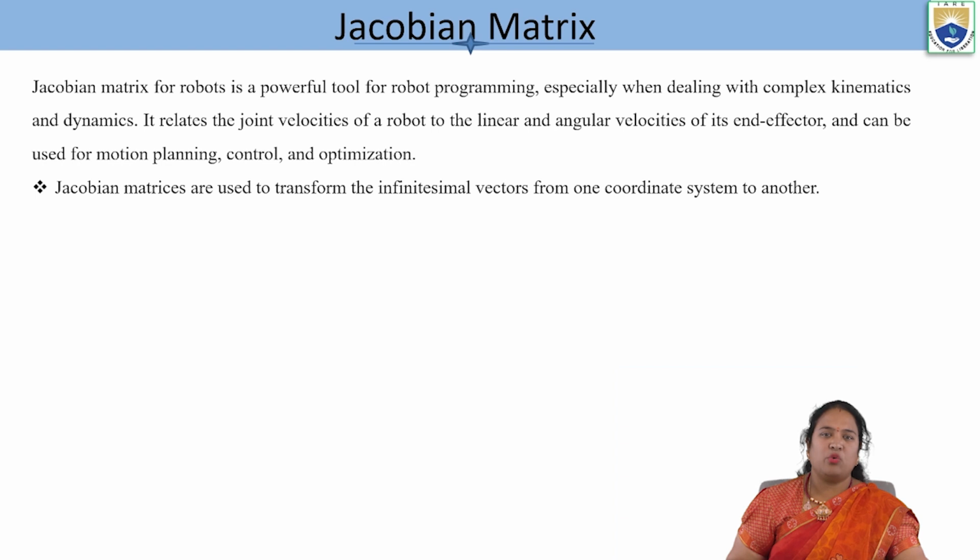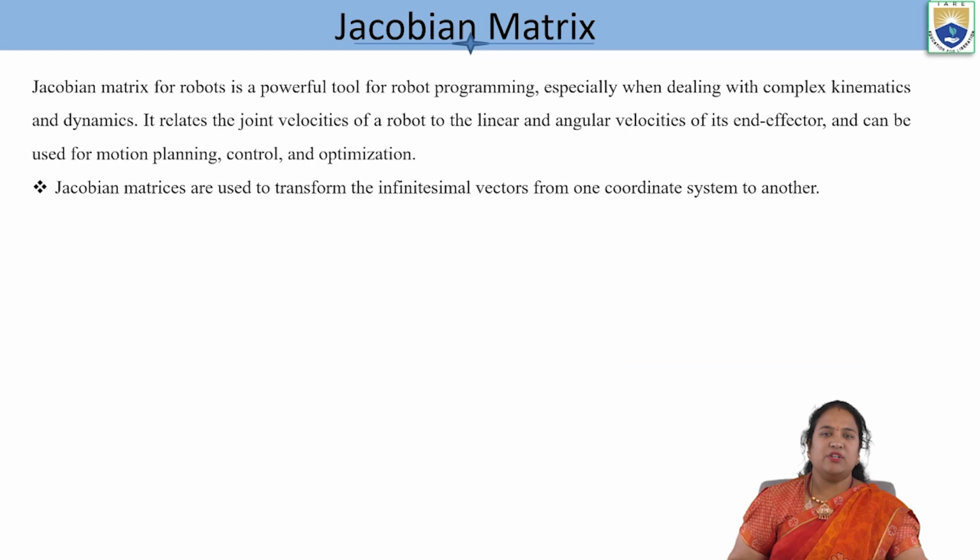With the use of the Jacobian matrix, it becomes easy for us to solve the complex kinematic or dynamic motions. Right? So, in order to solve any particular type of complex kinematic or dynamic motion analysis, the Jacobian matrix is acting as a tool which makes it easy for us to write the robot program.